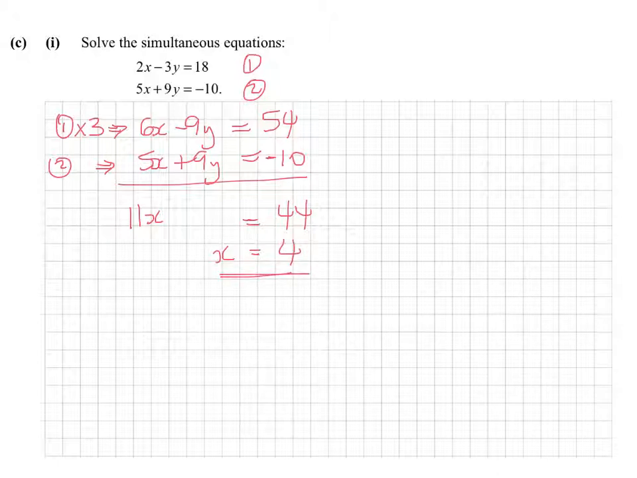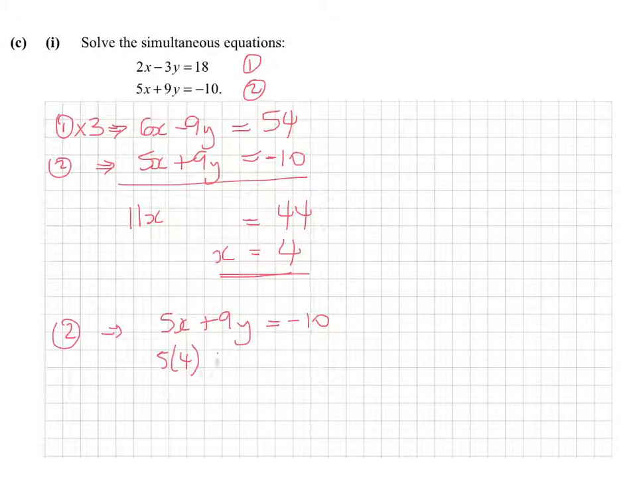Divide by 11, and I get the answer for x as being 4. All I now need to do is take that value of x and substitute it back into one of the first two equations, whichever involves fewer negatives. There's not much to choose from, really. I'll go with the second equation. The second equation was 5x plus 9y equals minus 10. So 5 lots of 4, because that's what x has been found to be, plus 9y equals minus 10. So we have 20 plus 9y equals minus 10.